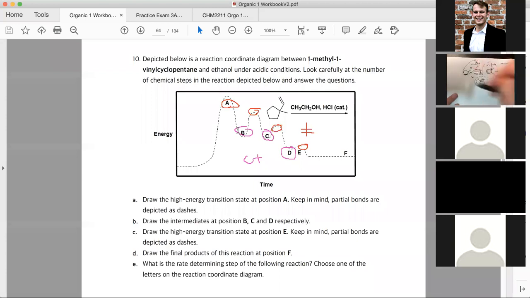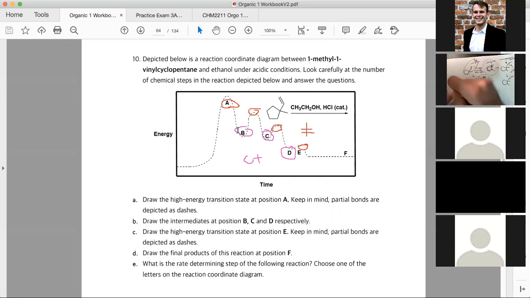Notice how I circled four things. Do you guys see that? One, two, three, four. Do you see how there are four hills? Each hill is one mechanistic step. That's why you need to draw this full thing out first. Otherwise, you're going to be so lost. So for A, draw the high energy transition state at position A.